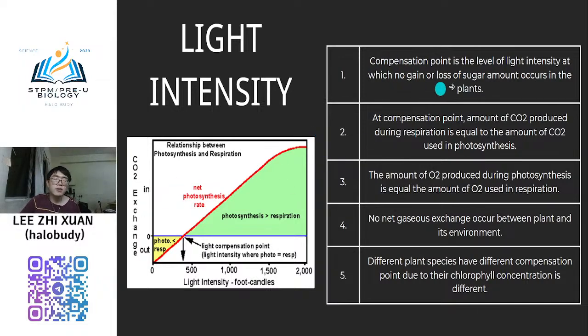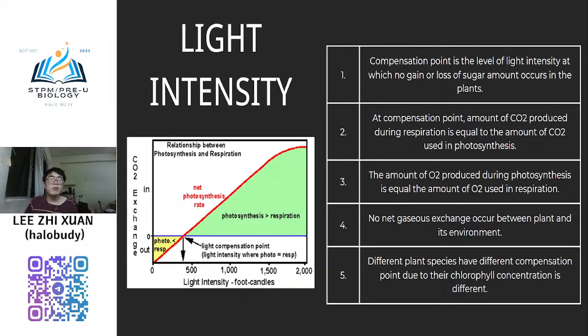So normally there is a point that we call the compensation point. You know that compensation point is the level of the light intensity at which no gain or loss of sugar amount occurs in the plant. Meaning that this is the point of light intensity where the rate of photosynthesis and the rate of respiration are equal. No sugar is used, no sugar is produced.